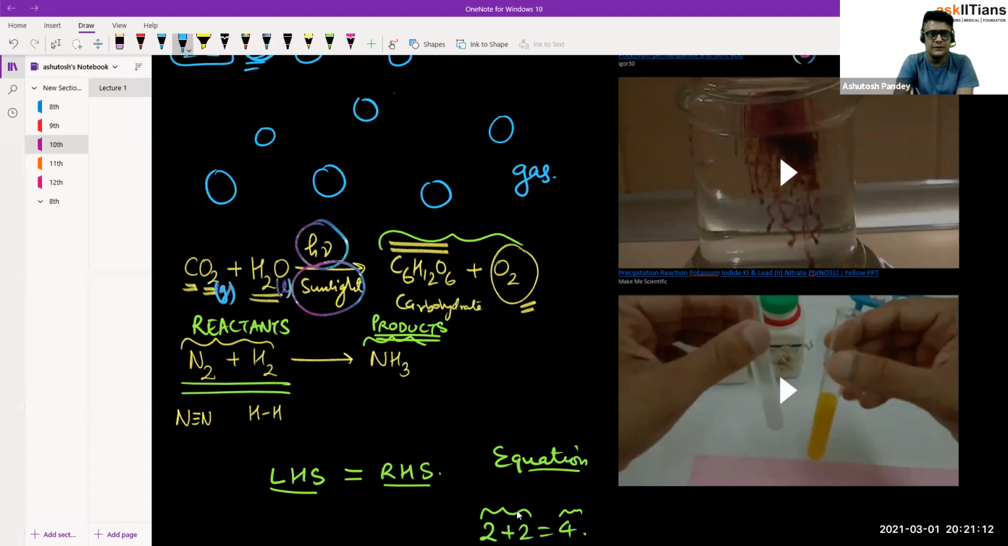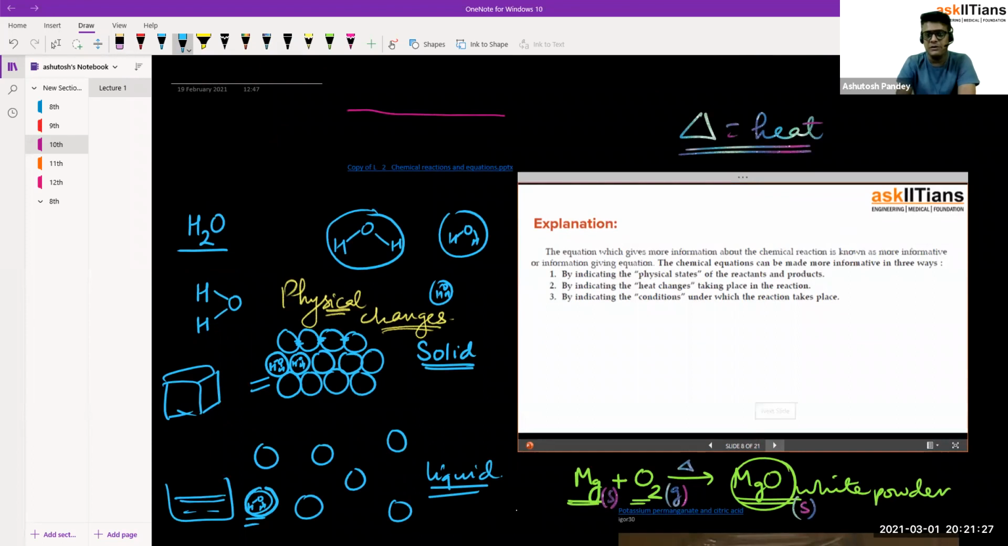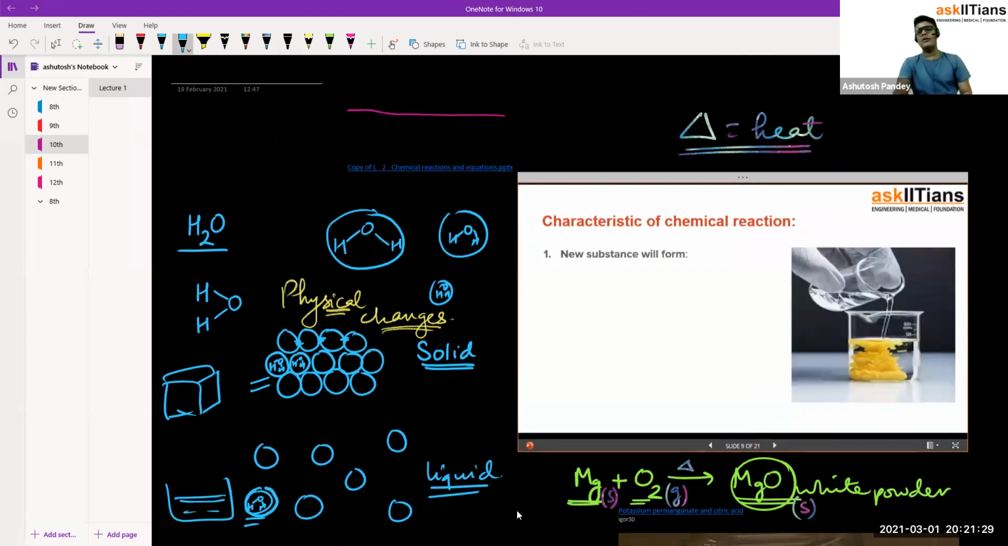So this was gas, this was liquid, we can write, and this sunlight, and this is solid, and this H2O2 is gaseous. So like this we can write the chemical equation with more information, you can say.